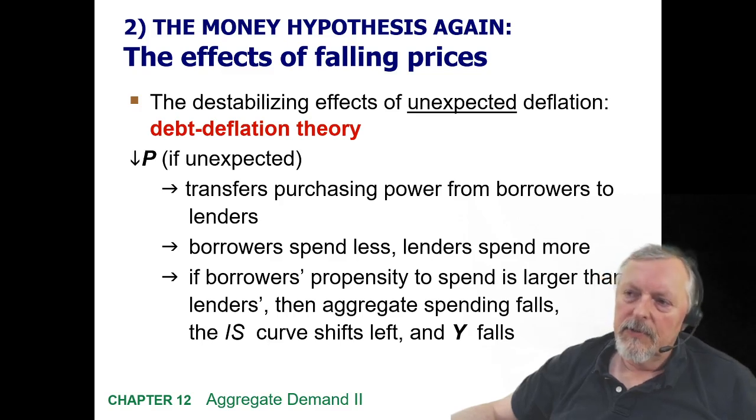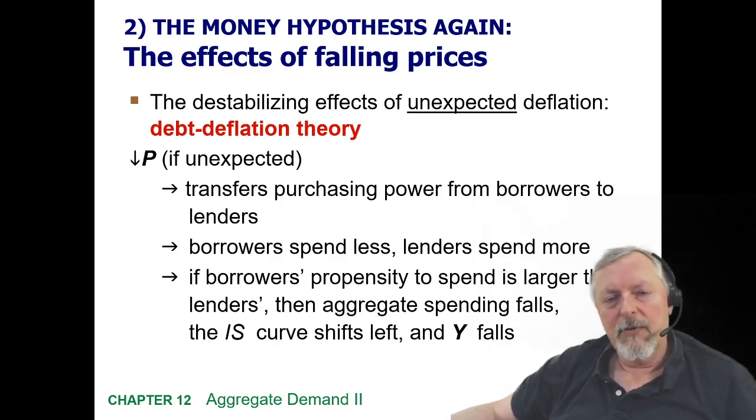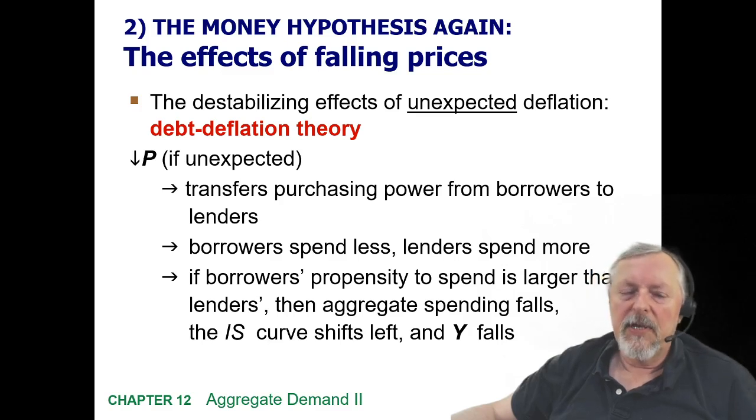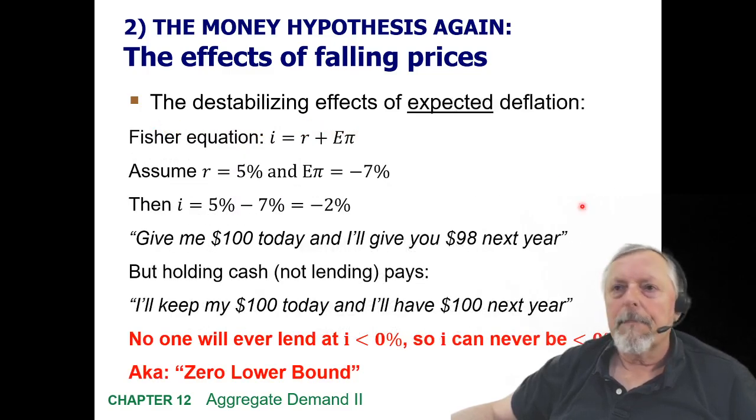So redistributing wealth from debtors to creditors would reduce aggregate spending, which would shift the IS curve left. This is known as debt deflation theory. Now, let's look at the effect of expected deflation.